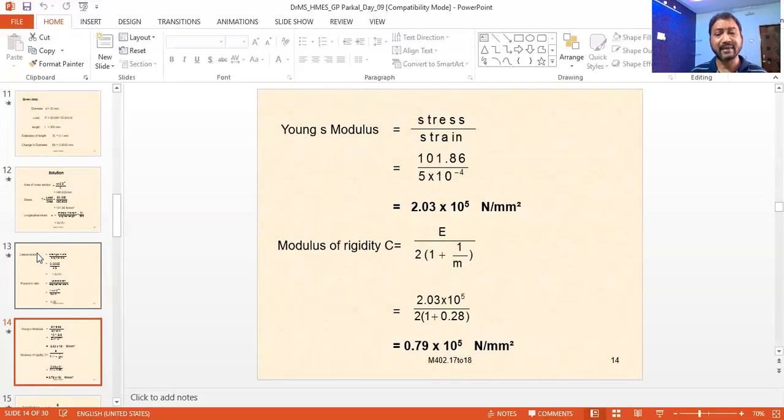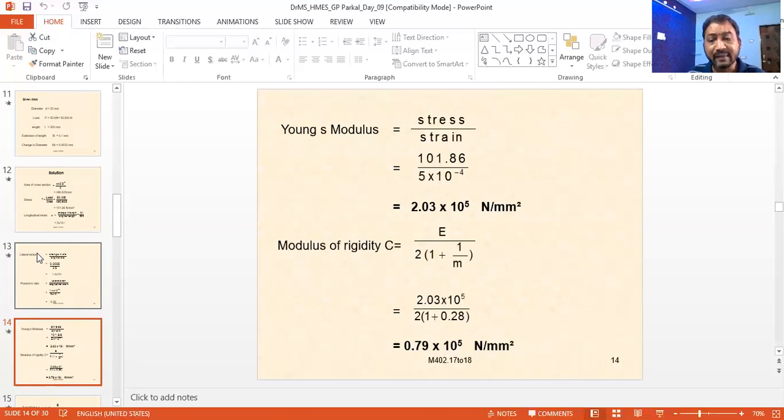Generally the Young's modulus value is very high, and it is generally given as some value into 10 power 5 newtons per square millimeter. So in this case it is coming to be 2.03 into 10 power 5 newtons per square millimeter.